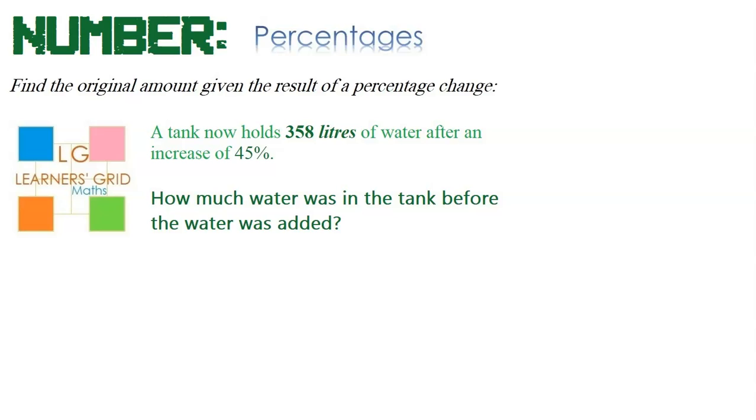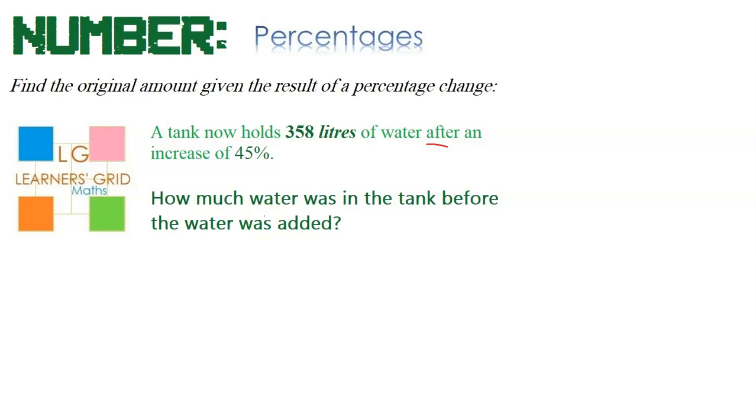In this tutorial, I will demonstrate how to find the original amount, or the original number, following a percentage increase. So let's take a look at the first question. It says, a tank now holds 358 liters of water after an increase of 45%. How much water was in the tank before the water was added?